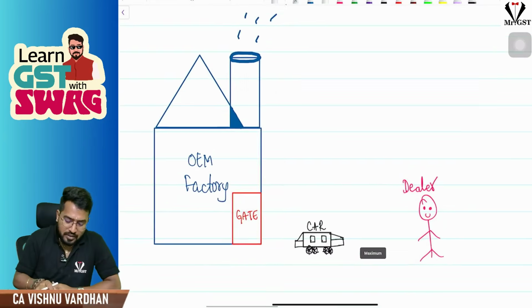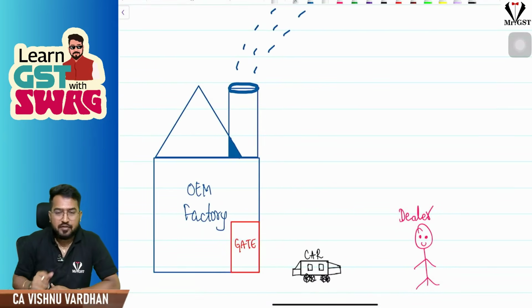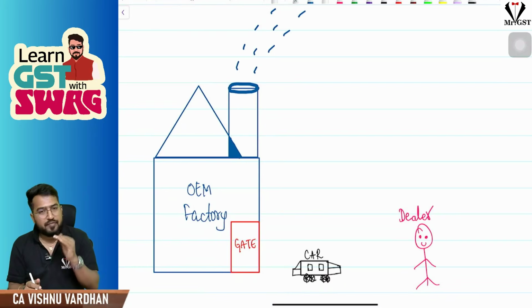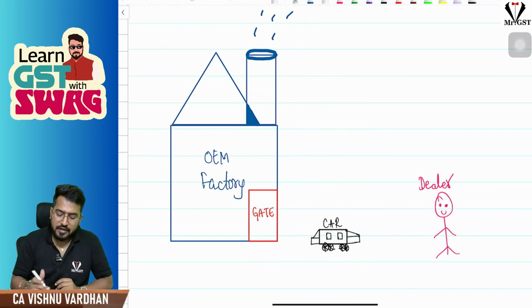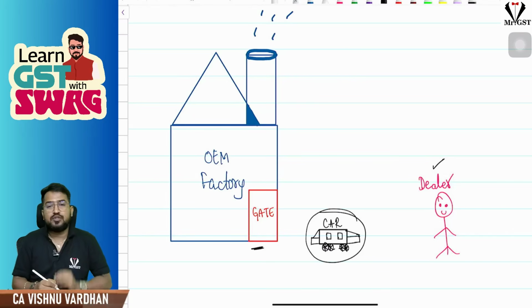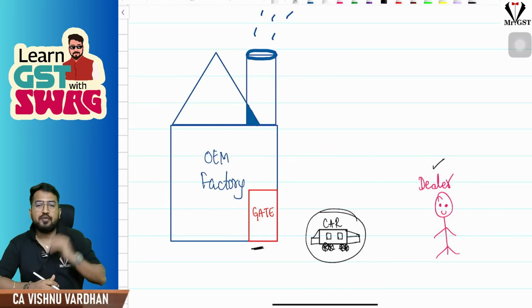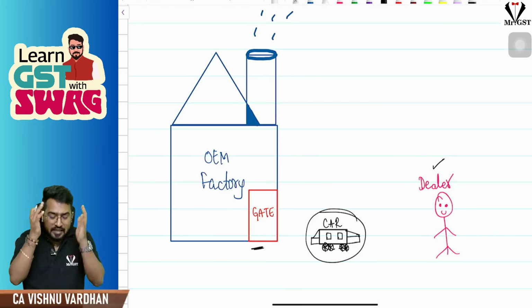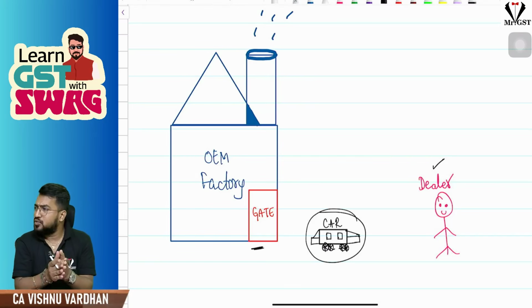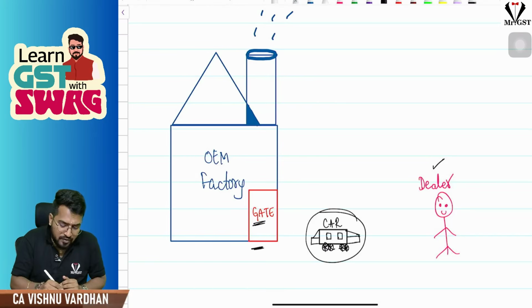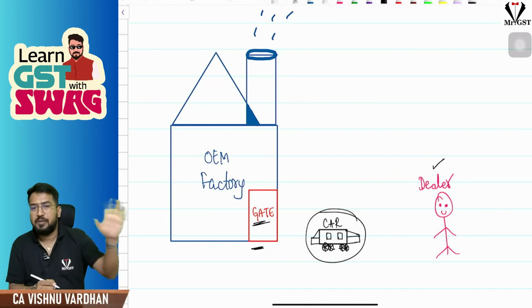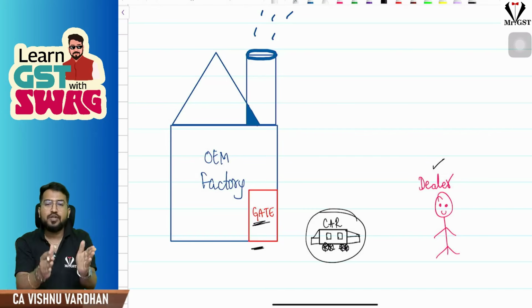See, there is an original equipment manufacturer factory. Near the factory, they are manufacturing all these things, and at the factory gate itself, the dealer will go to the factory gate and take the delivery of the goods whatever he is buying from the original equipment manufacturer. So the delivery of these goods is happening at the factory gate of the original equipment manufacturer. So dealer will go there and take the delivery.